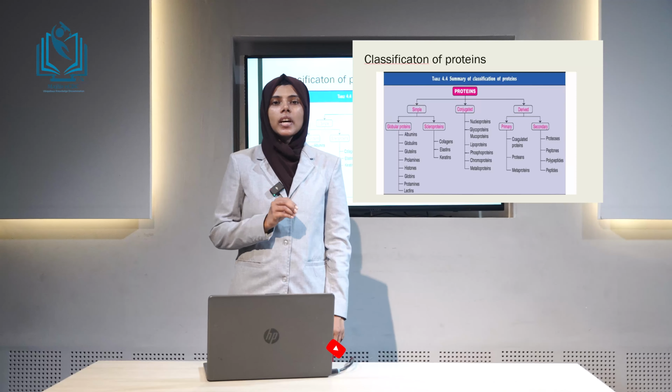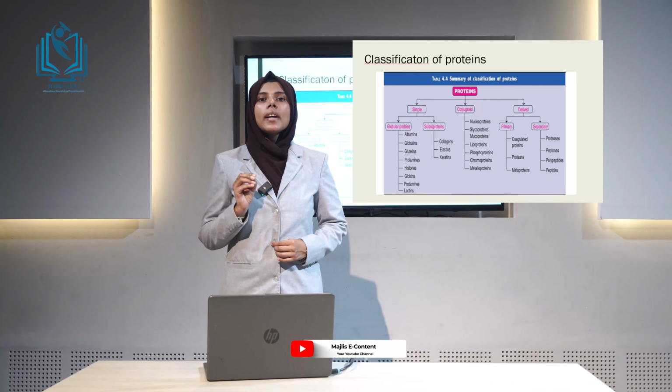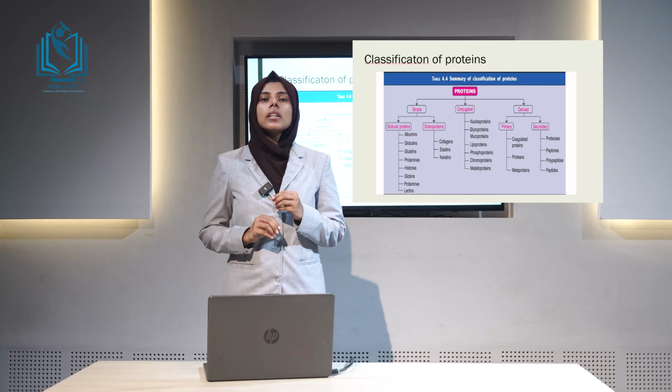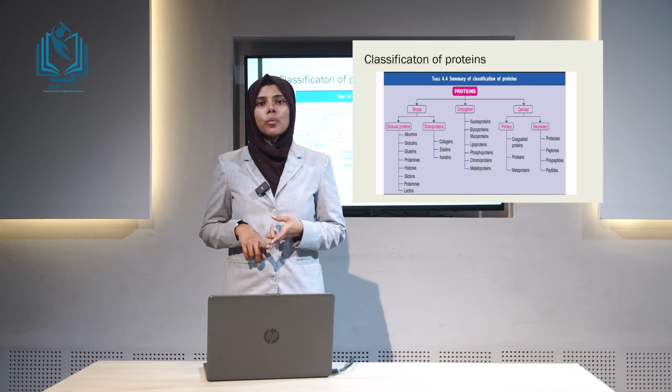Then the first type, simple proteins. Simple proteins are proteins which are made up of only amino acid residues. These simple proteins are again classified into two: globular proteins and scleroproteins.